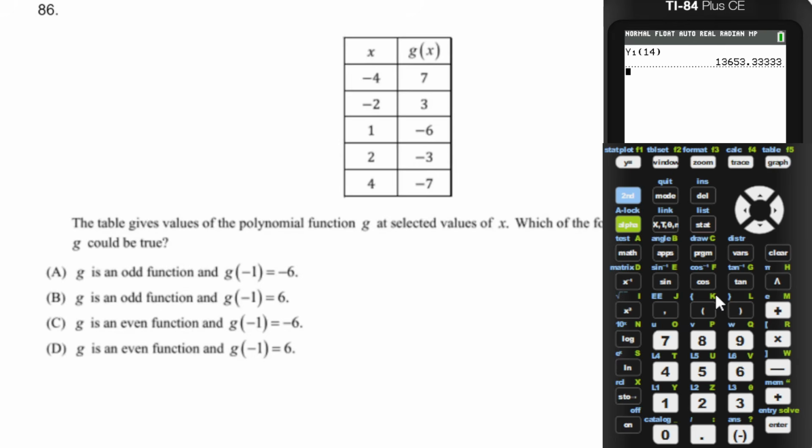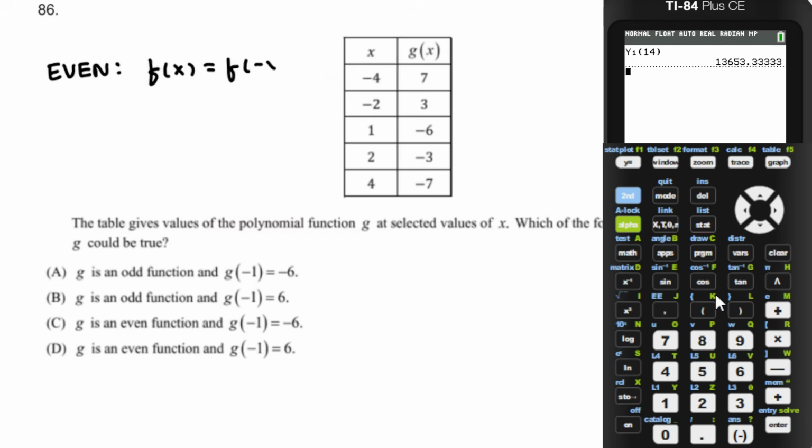All right, a table gives values of polynomial function g at selected values of x. Which of these statements about g could be true? Okay, g is an odd function. We already talked about that earlier. I probably need to remind you about even. So an even function is where f of x equals f of negative x.